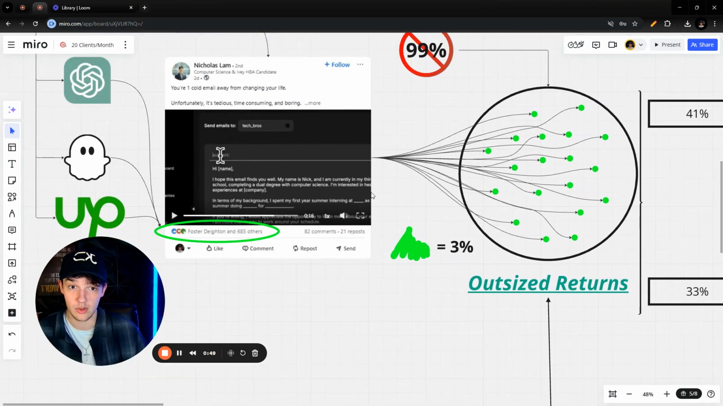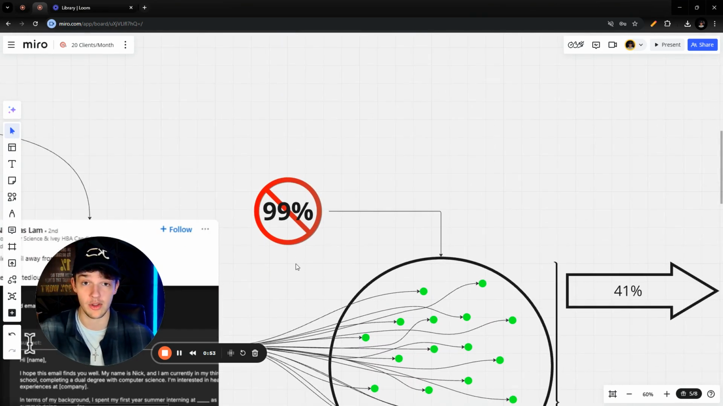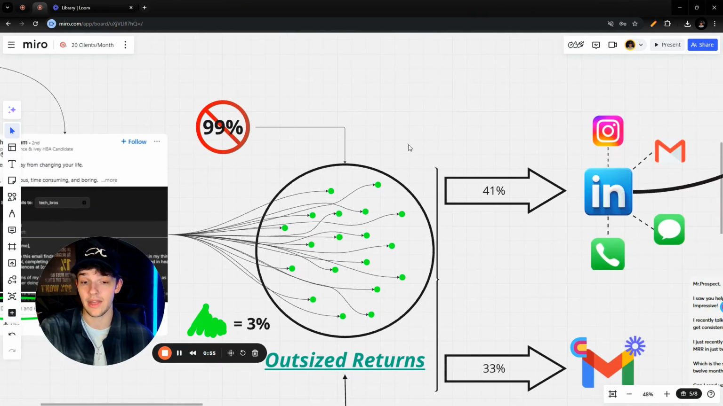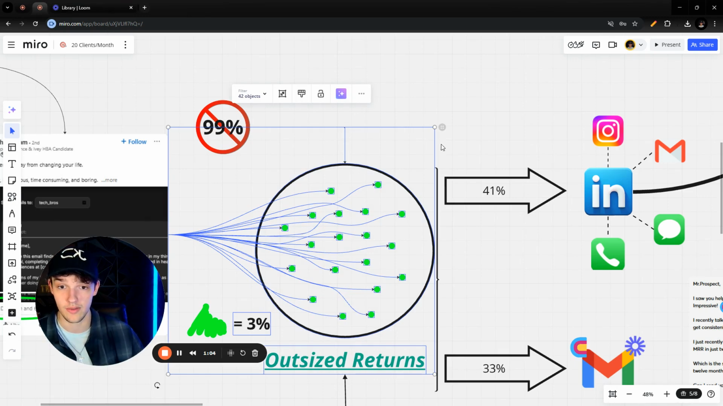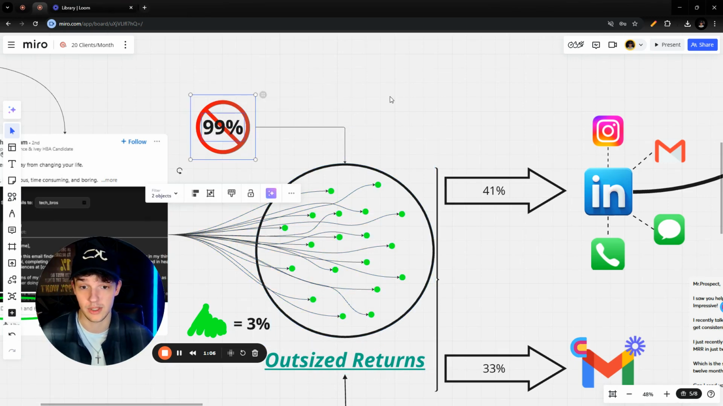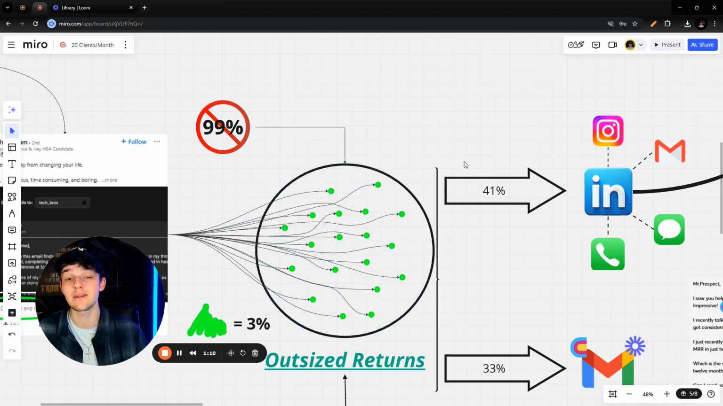Now, the reason why we do it this way is because what 99% of the market is doing, which is why they're not getting results, is they're looking at their entire market, which is supposed to be represented by this circle here, and all these green dots are the small percentage of the market who are actually interested in your services, right? And what all these 99% of people are doing is they're just taking all of the leads in this entire market and they're trying to message them all.